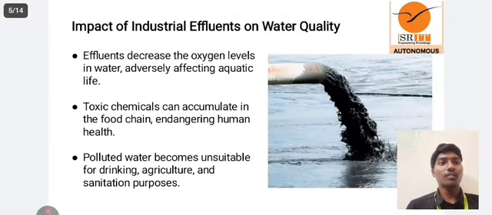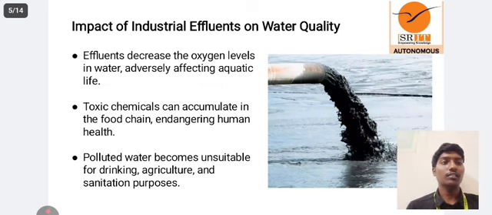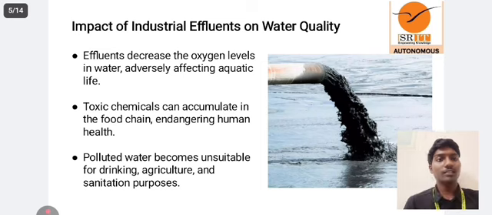Impact of industrial effluents on water quality. Effluents decrease the oxygen levels in water, adversely affecting aquatic life. Toxic chemicals accumulate in the food chain, endangering human health. Polluted water becomes unsuitable for drinking, agriculture, and sanitation. The effluents mixed into the rivers decrease the oxygen levels in the water, which causes severe damage to aquatic life. That means the fishes and other sea animals also die.